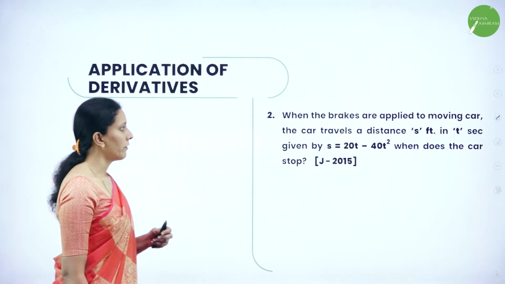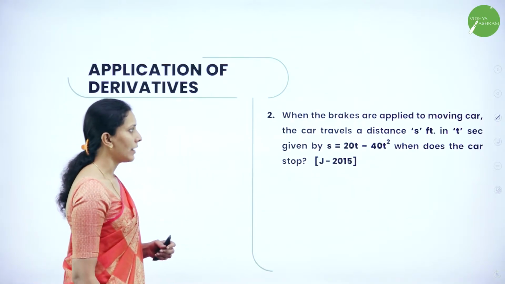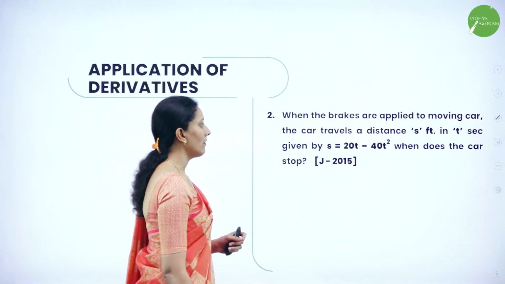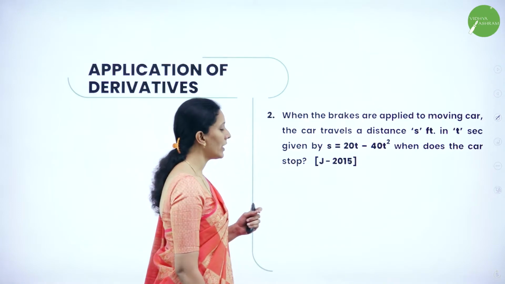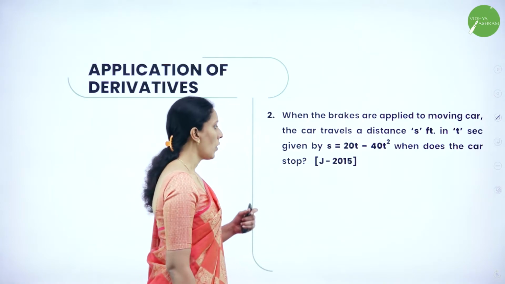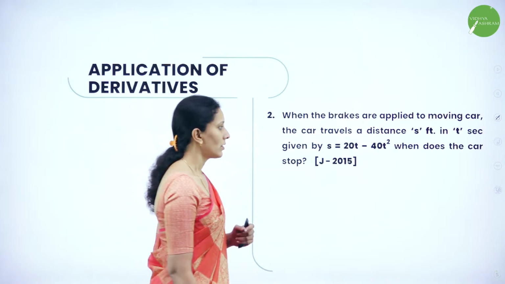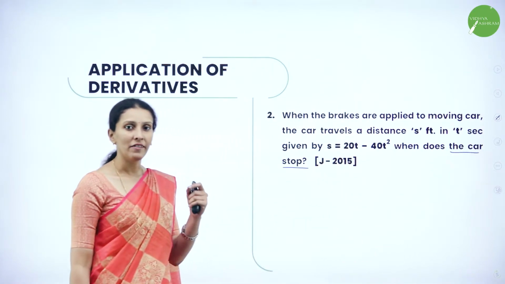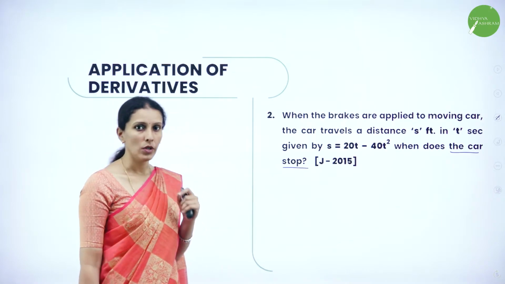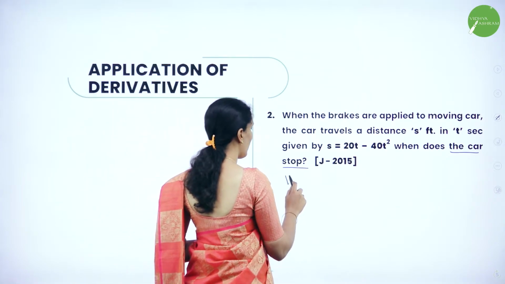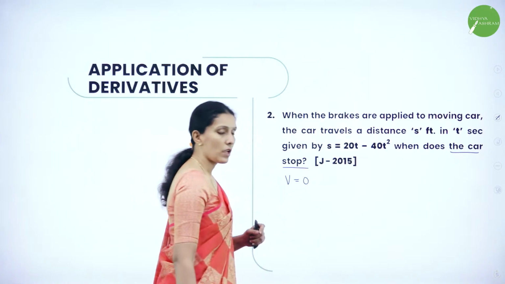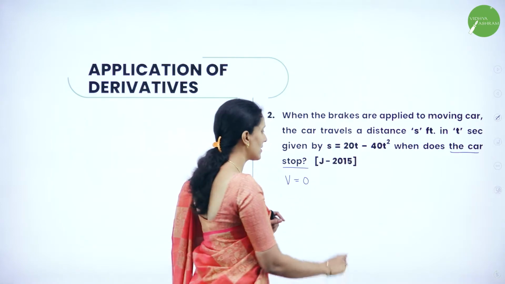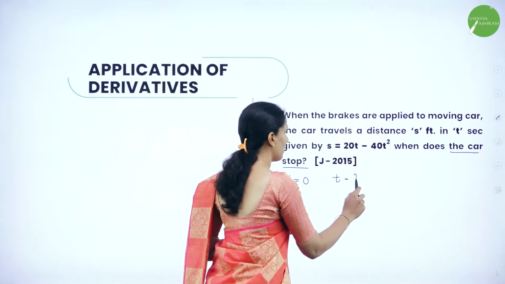Next question. When the brakes are applied to a moving car, the car travels a distance s feet in t seconds given by s is equal to 20t minus 40t square. When does the car stop? So the condition the car stops means the final velocity is 0. So therefore, we can take the velocity is equal to 0. Now we have to find out, so when does the car stop? That is, we have to find out the time.